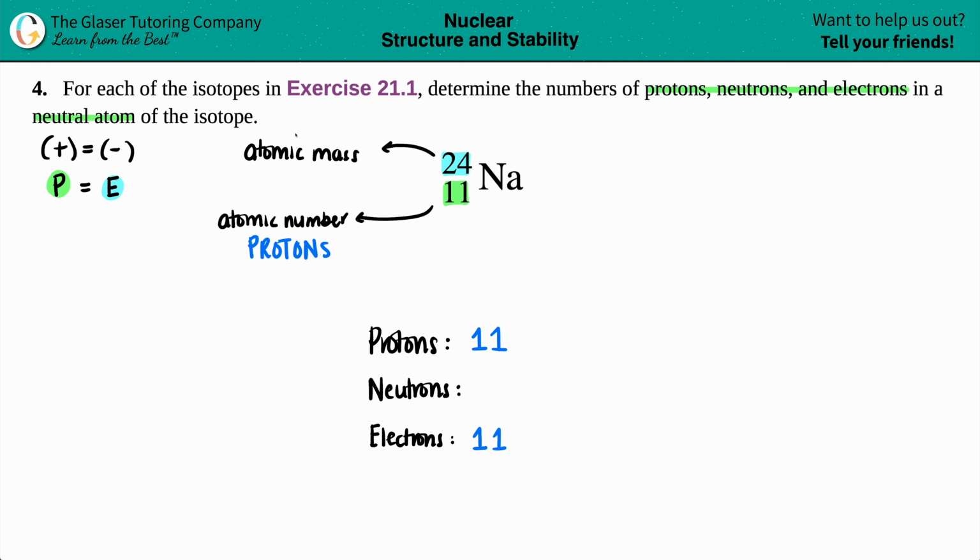But we can have help from our atomic mass, because the atomic mass is the mass of the nucleus, and there are 2 subatomic particles in the nucleus. You have the protons, but then you also have the neutrons.